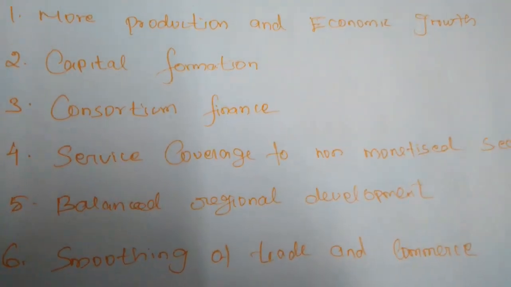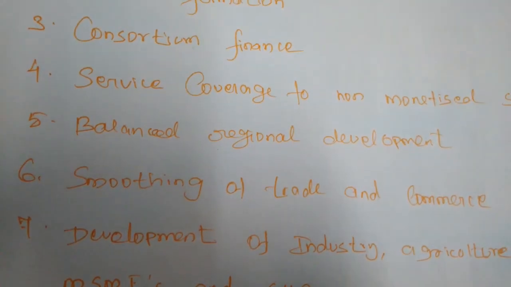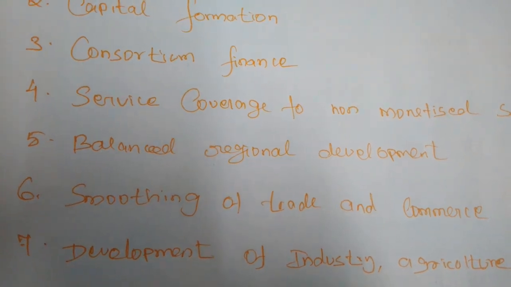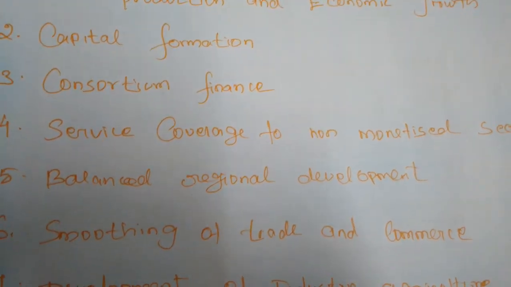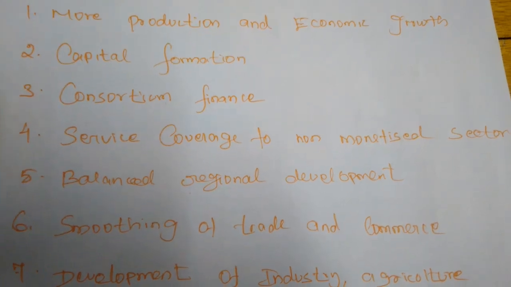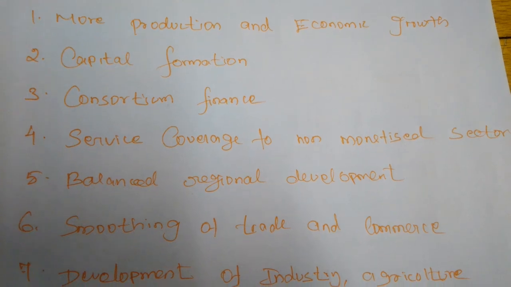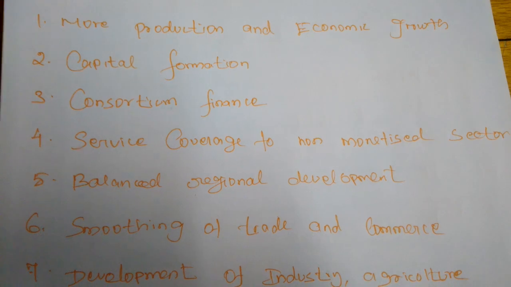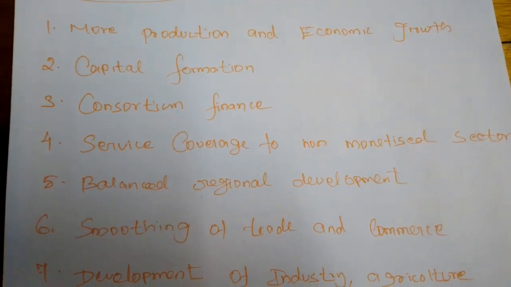Next, service coverage to the non-monetized sector. Branches of the banks are opened in rural and village areas so that non-banking areas are provided banking services. Once upon a time, in the beginning stage, there were no banking facilities in the rural areas and village areas. But after the banking sector was extended, even rural people can use the services rendered by the commercial banks.